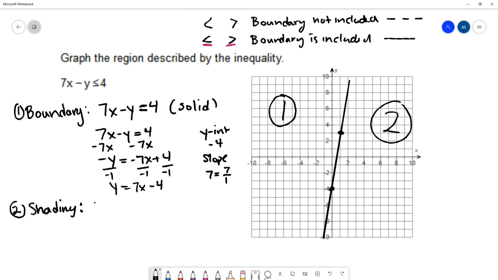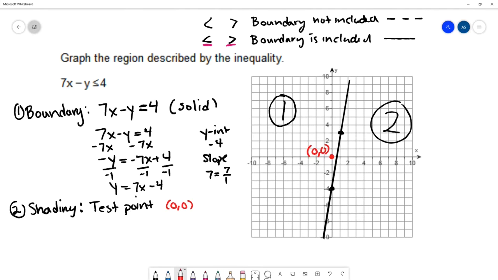So for the shading, you're going to choose a test point, and there's only one rule with the test point, and that is that the test point cannot be on the line. Now, most people like to choose 0, 0 as the test point, and that's allowed as long as 0, 0 is not on the line. So in this example, we can use 0, 0 as our test point.